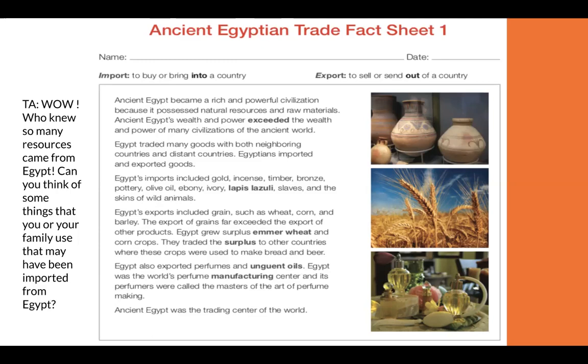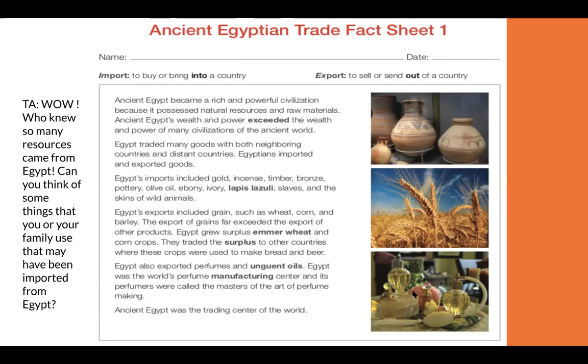Egypt's imports included gold, incense, timber, bronze, pottery, olive oil, ebony, ivory, lapis lazuli, slaves, and the skins of wild animals. Egypt's exports included grain, such as wheat, corn, and barley. The export of grains far exceeded the export of other products. Egypt grew surplus, which is an amount of something left over. So they had a lot of emmer wheat left over and corn crops. They traded the surplus, the goods that were left over, to other countries where these crops were used to make bread and beer.